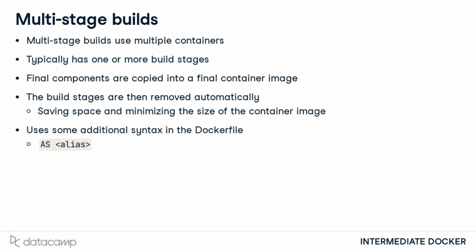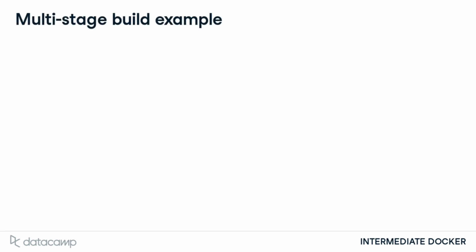This includes the AS alias on the FROM statement. It also uses the COPY command with the additional --from=alias option. It's easiest to see how these work with an example. Let's consider our previous situation, where we need to compile an application prior to containerization. This time we are using a multi-stage build process to create the final container, but with a smaller, more efficient image as a result.